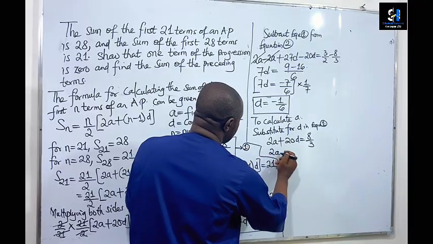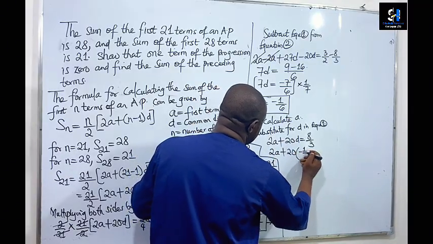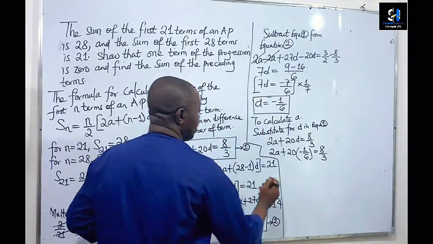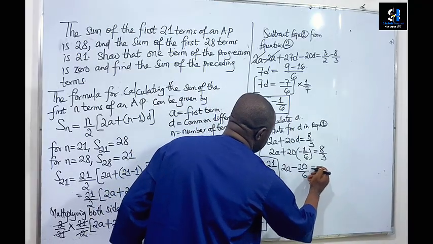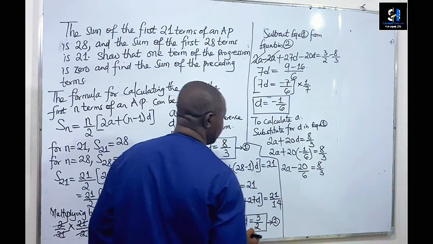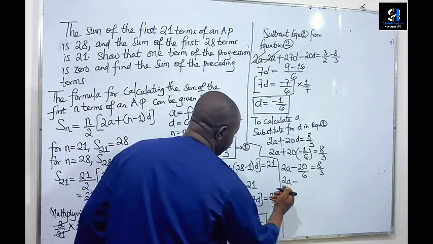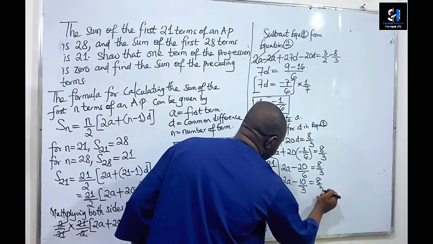So this will be 2a plus 20 multiplied by d, which is negative 1 over 6, equals 8 over 3. Then this will be 2a minus 20 over 6 equals 8 over 3. Let me reduce this. If you divide this by 2, this will be 10 over 3. So we have 8 over 3.